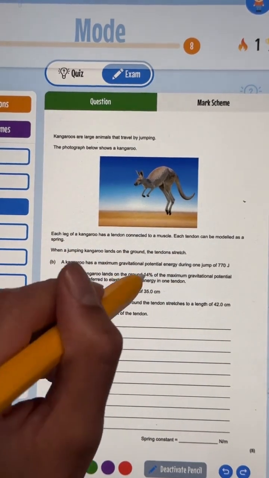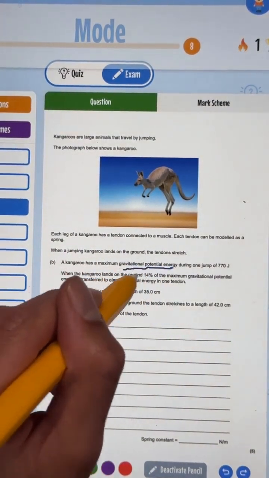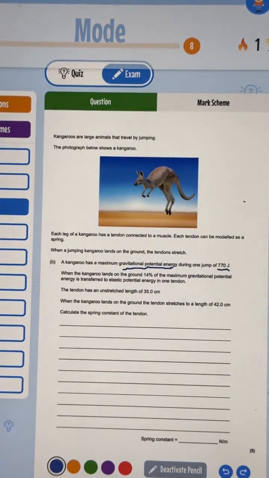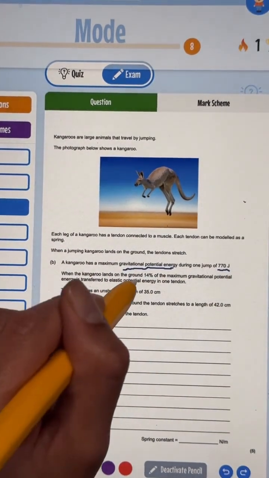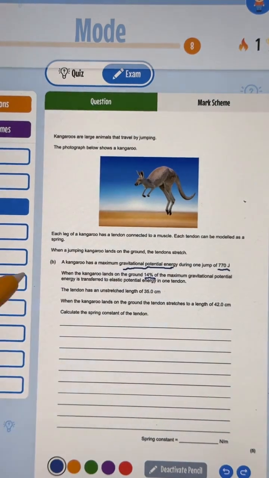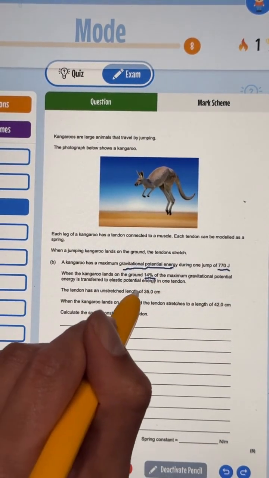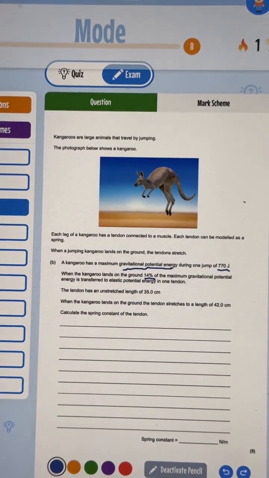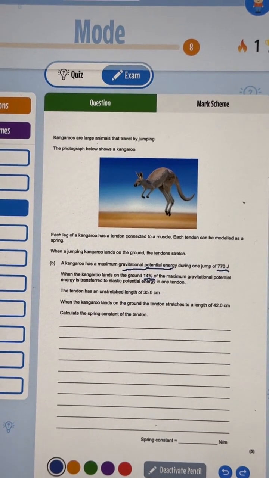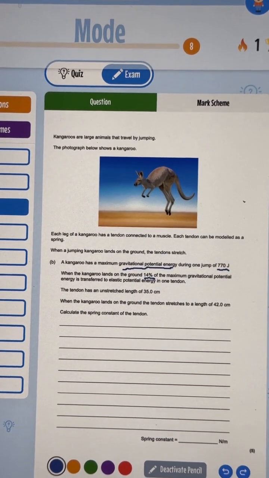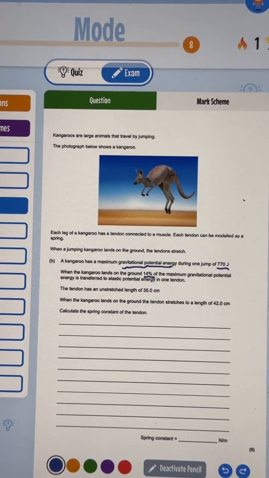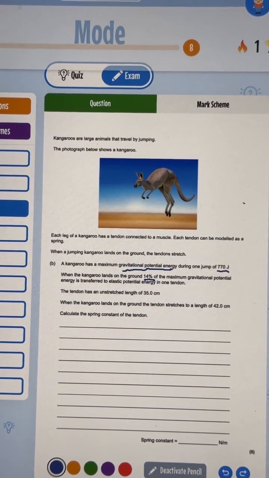So they've talked about a GPE of 770, so that's important. They've also spoken about 14%, so it's the percentage of the energy that's transferred to elastic potential energy. Advanced mindset, this topic is energy, particularly energy changes in systems. So it's chapter 1 in AQA.